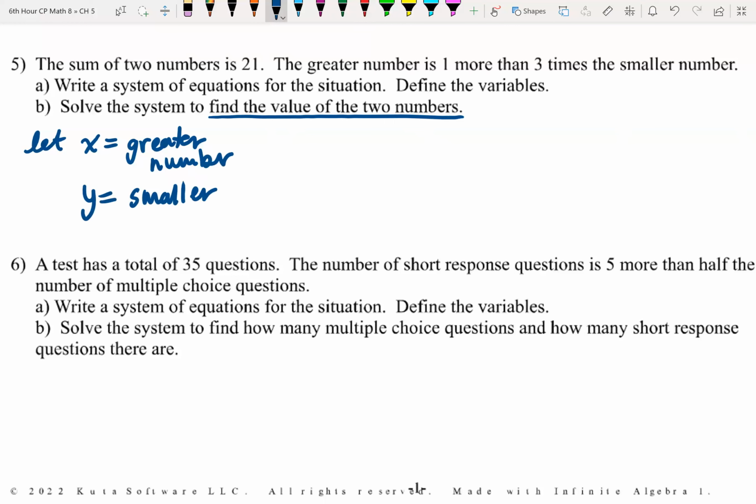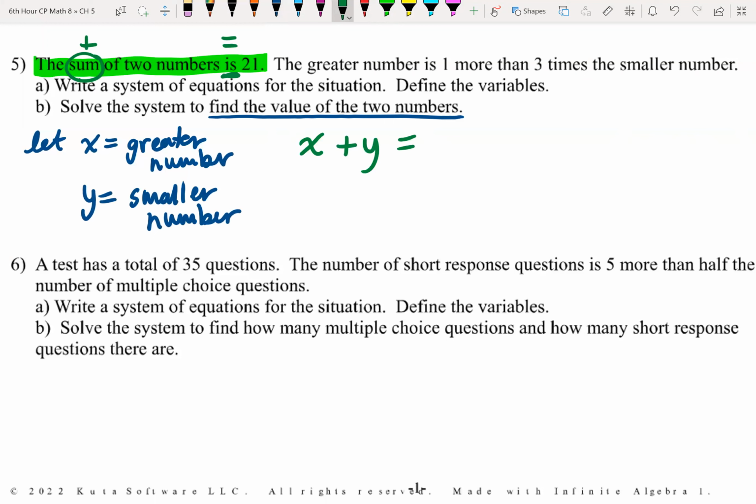Take a moment and pause this video if you need to and write down your let statements. And then grab some highlighters, resource managers for your teammates. And let's highlight that first equation and be on the lookout for some buzzwords like sum, meaning addition, is, meaning equals, and use a combination of our variables to write our first equation, summing to equal 21.